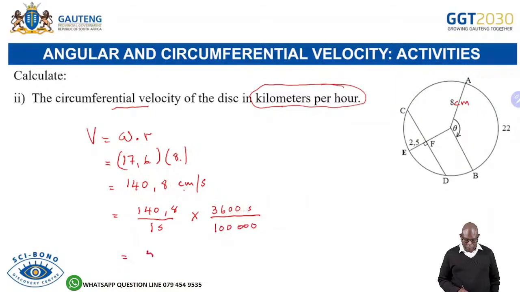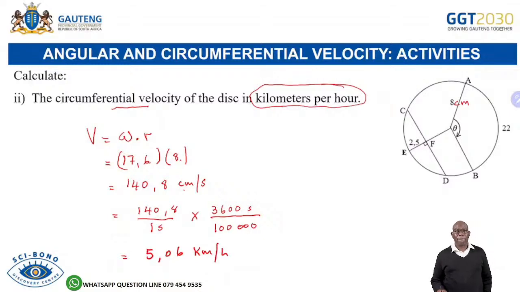So I'm going to have 5,06 kilometers per hour. So I've just changed that to kilometers per hour. The conversions are very, very important. You must learn your conversions from grade 10. Go back and learn your conversions, because if you leave your answer there, I don't think you'll get 2 marks for that. Maybe that question was 4 marks, because we've got 2 conversions to do. So please make sure that you also know how to convert.